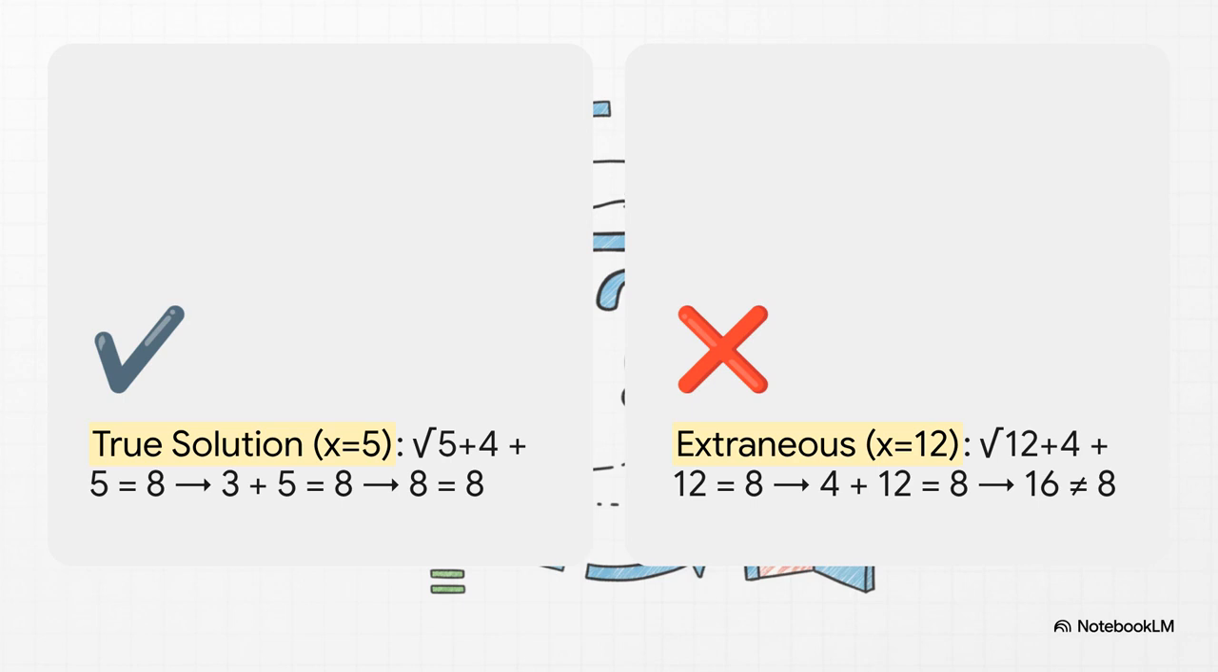First, let's plug in x equals 5. The square root of 5 plus 4 is the square root of 9, which is 3. Add 5 to that, and you get 8. Does 8 equal 8? Yep, perfect. Now let's try x equals 12. The square root of 12 plus 4 is the square root of 16, which is 4. Add 12 to that and you get 16. Wait a minute, 16 does not equal 8. And there it is. That's our extraneous solution. The algebra led us right to it, but the check revealed it was an imposter all along.